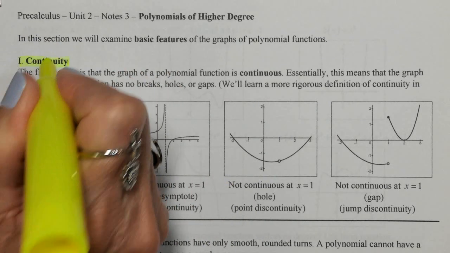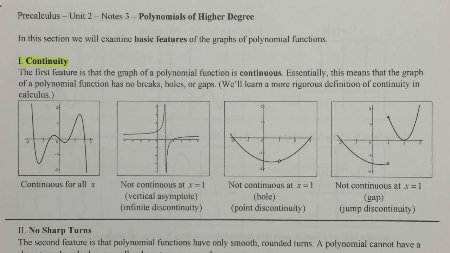Polynomials are always continuous. That is a term that we use in calculus a lot because it's the basic condition for many things that we do in calculus. And it's true of all polynomials. So a function is continuous if it has no breaks, no holes, or no gaps.